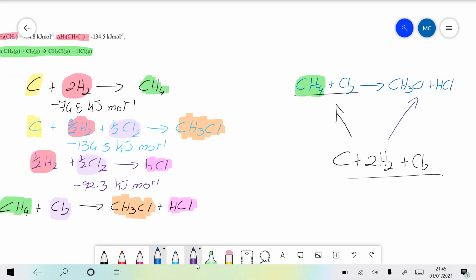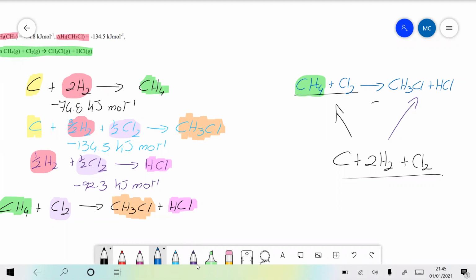And this, in fact, will give CH3Cl and HCl, and they are perfect. Because the formation of CH3Cl and HCl will require 1 mole of carbon, 2 moles of hydrogen, and 1 mole of Cl2. And you can see that even though there are two products that require hydrogen and Cl, together they will amount to 2H2 and 1 Cl2.